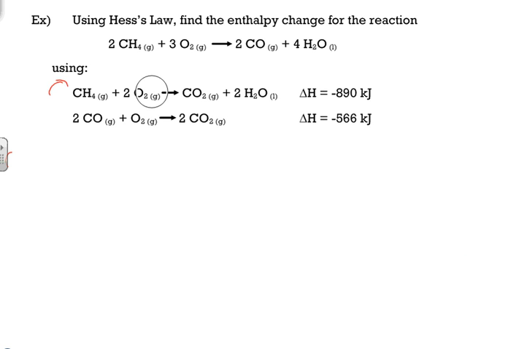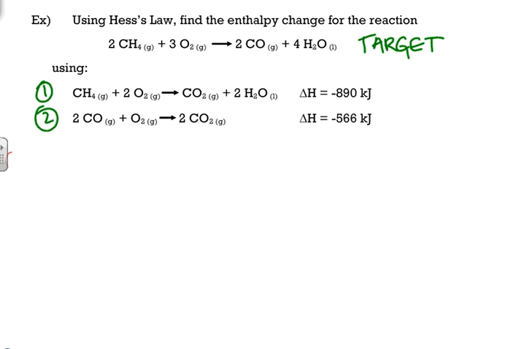So here's one that's going to be a little bit more complicated, so we'll talk it through. Using Hess's law, find the enthalpy change for this reaction. Again, whatever I give you here, that's your target reaction. That's what you're aiming for. Now what we have to do is manipulate the other two equations that I gave you to add them up and get to that target equation. There's multiple ways you can look at doing this.